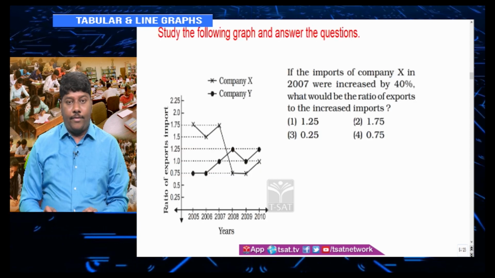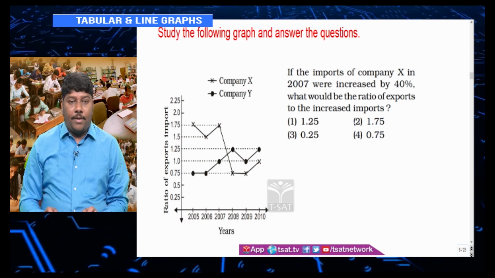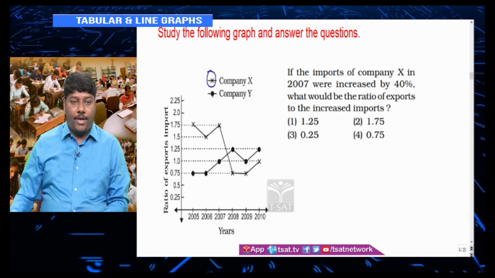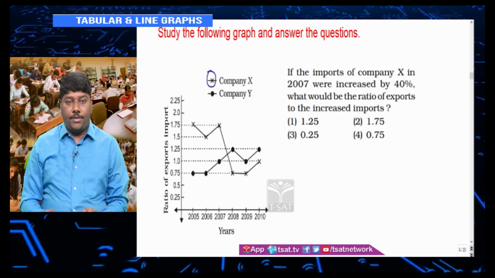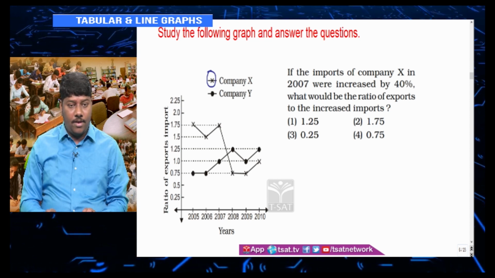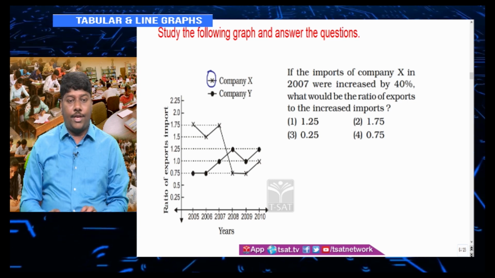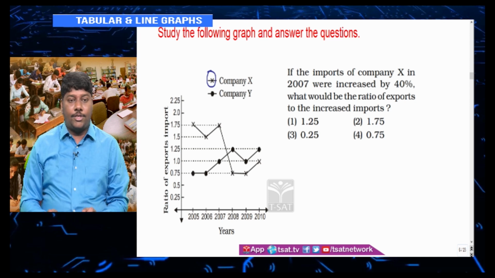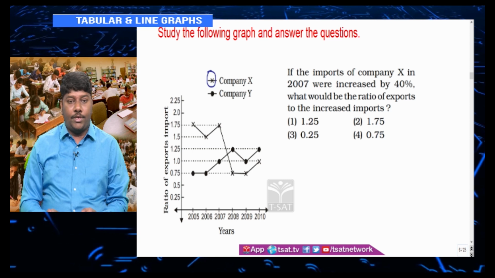Study the following graph and answer the question. Look at the graph carefully. Company X is represented by cross. Company Y is represented by dot. On the horizontal X axis it is given as 2015, 16, 17, 18, 19, 20, it is years. And on the Y axis it is given as ratio of exports to imports. So exports by imports is given.